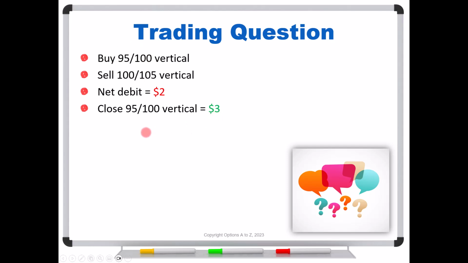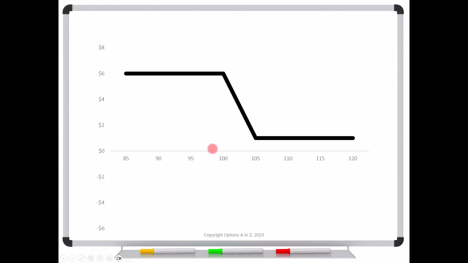So the question now is, do you have a guaranteed dollar gain? Because after all, you spent 2 for the butterfly and you've now collected 3. And this is what many traders believe. They think that they now hold the short 100, 105 vertical for a guaranteed dollar. So they think that they've got a risk graph that looks like this. So for all stock prices above 105, they have a guaranteed dollar.